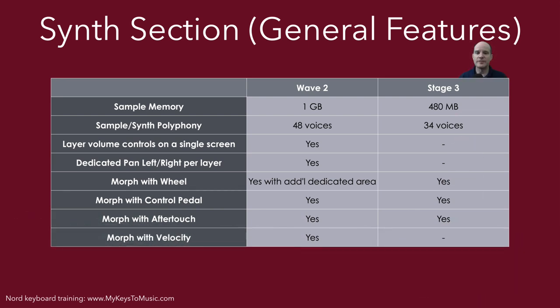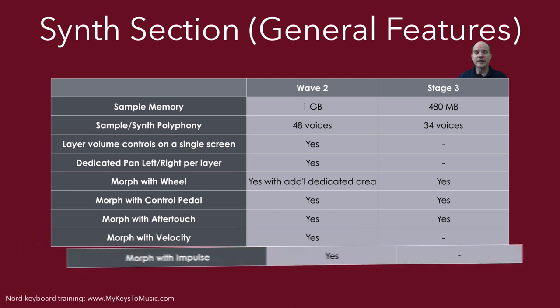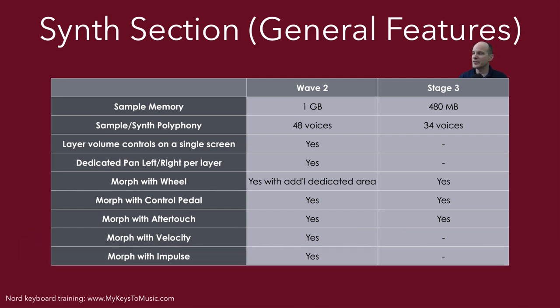However, with the Wave 2, you have the added benefit of being able to morph with velocity, which is how hard or how fast you push a key. It's more about how hard you push a key. And then you can morph with impulse on the Wave 2, which you can't do on the Stage 3. And that is a nifty way to manipulate the keyboard. I tell you, that is a big advantage there. That impulse morph is something that I'm personally very excited about.